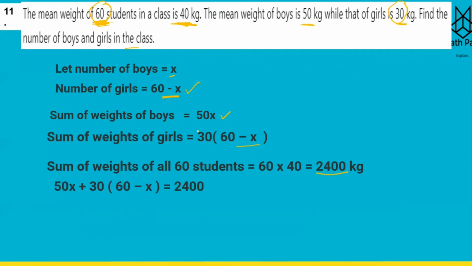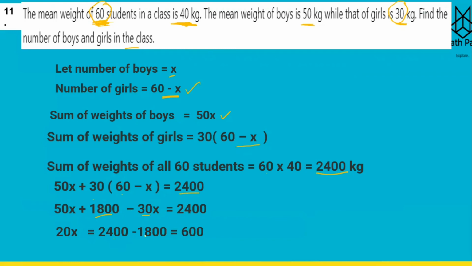So we add this: 50x plus 30 in bracket (60 minus x) is equal to 2400. 30 into 60 is 1800. 30 into x is minus 30x. 50x minus 30x is 20x. And this 1800 goes here, becomes minus.